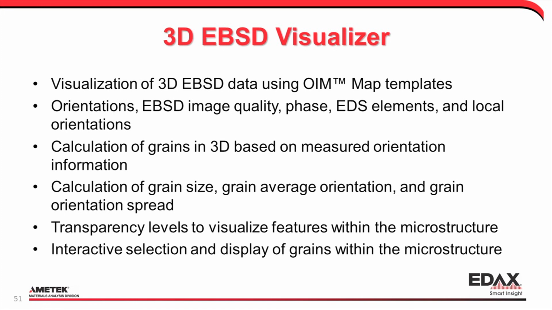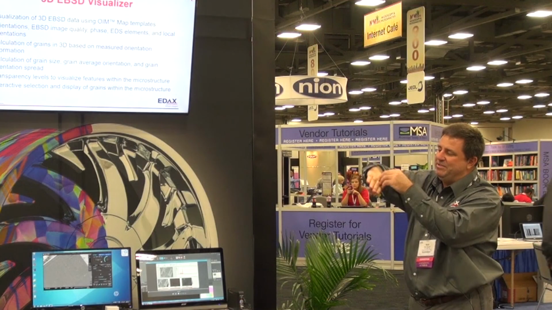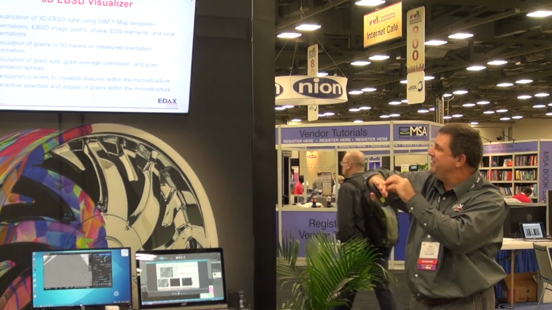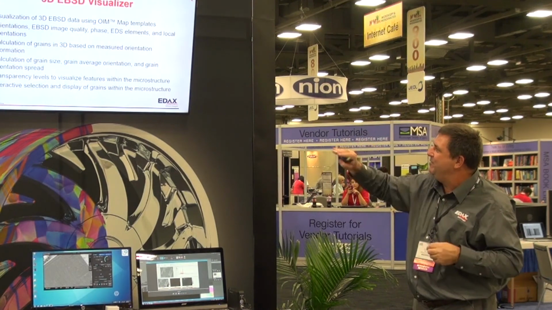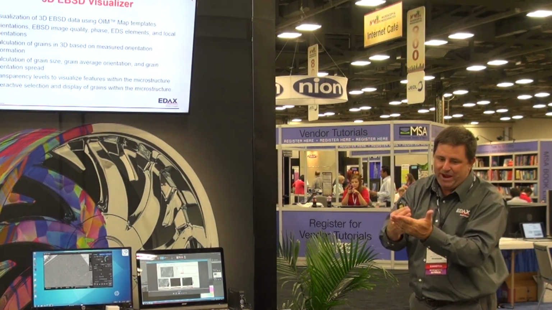We can get grain size, grain shape, average orientation. We can go in and pick out specific grains with transparency levels and see here's what a grain shape, a grain facet looks like in 3 dimensions.